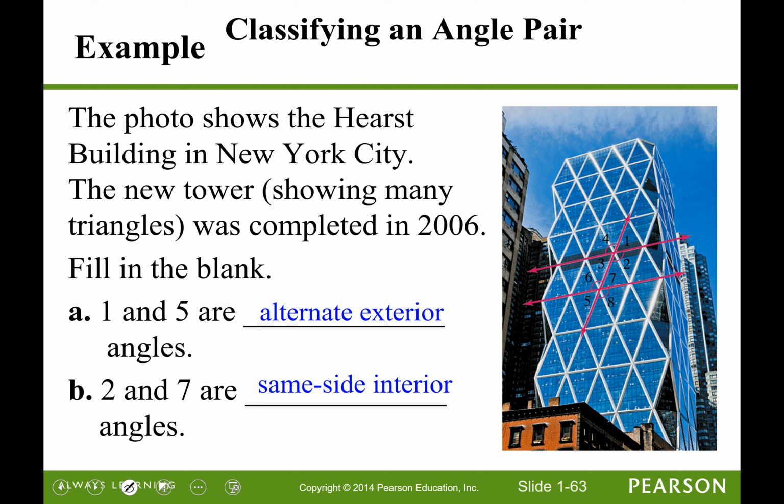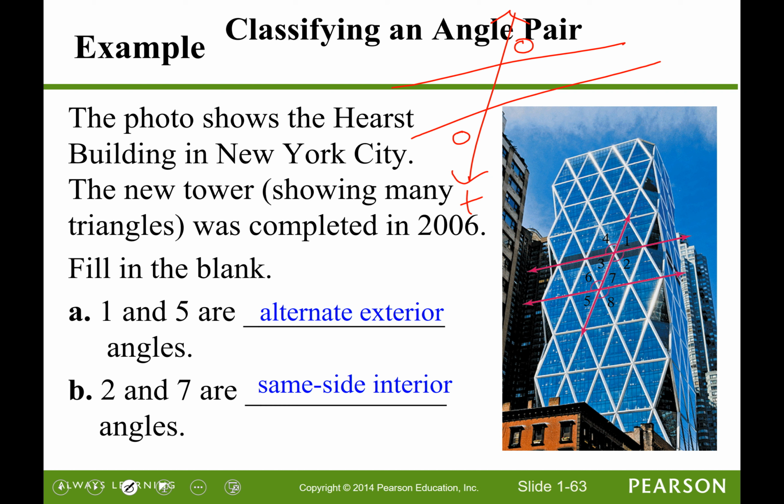Let me go to this. I'll redraw it right here because it is kind of dark. Hopefully you're able to see those. 1 and 5 are here and here. Okay, that would make sense then, that they are on the exterior of the 2 lines and they are on alternating sides of the transversal. This is the transversal, so alternating sides of that and on the exterior of these 2.